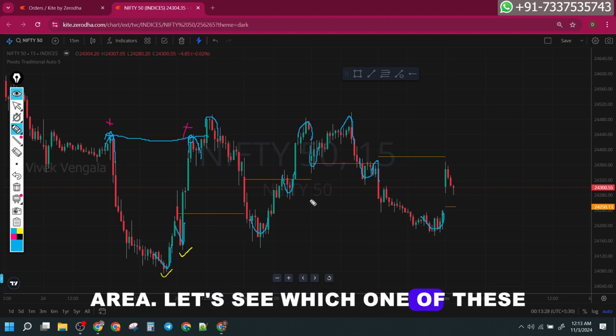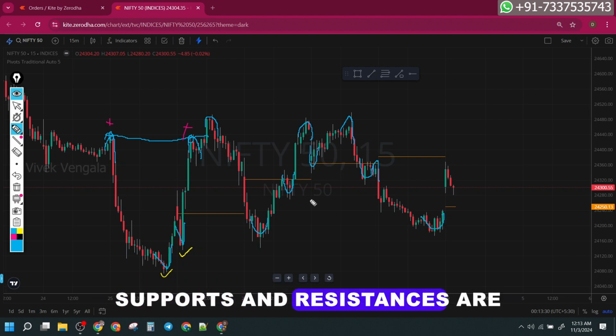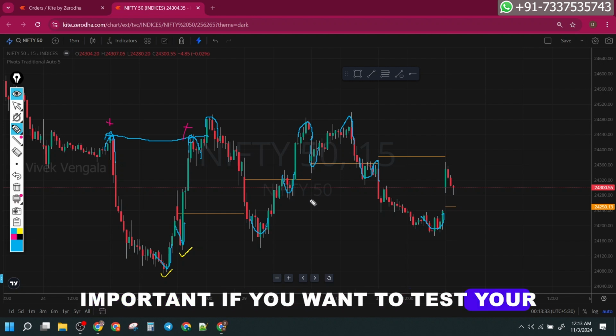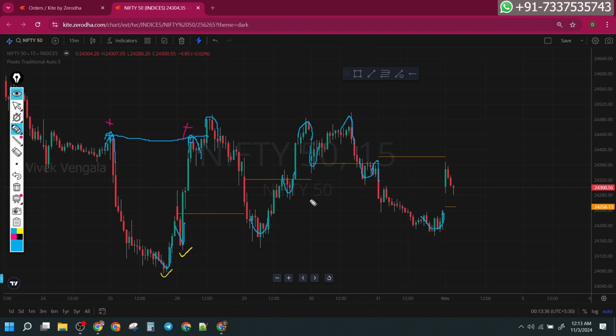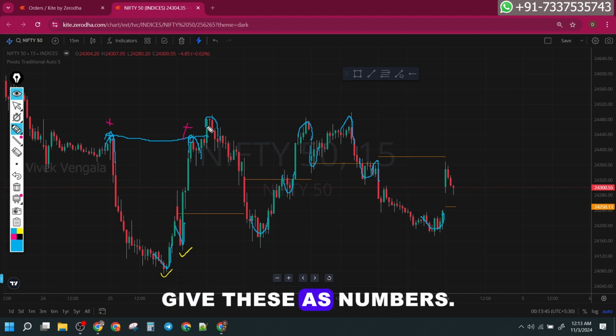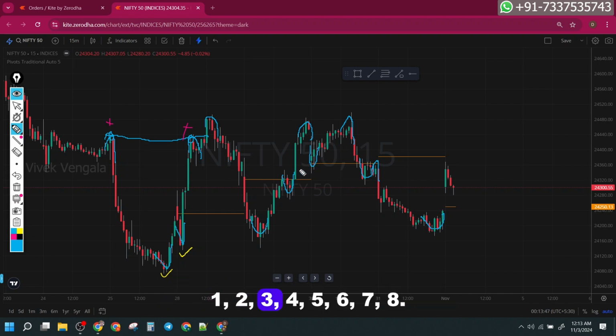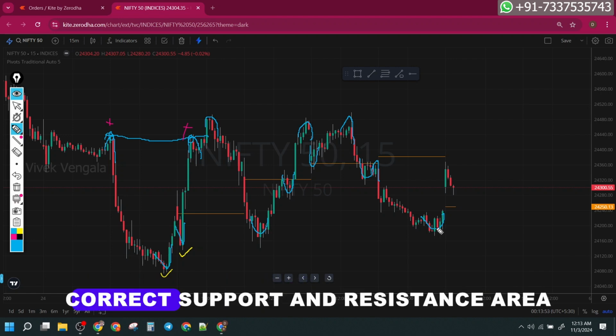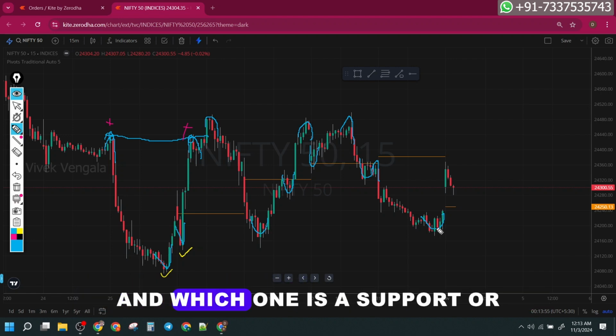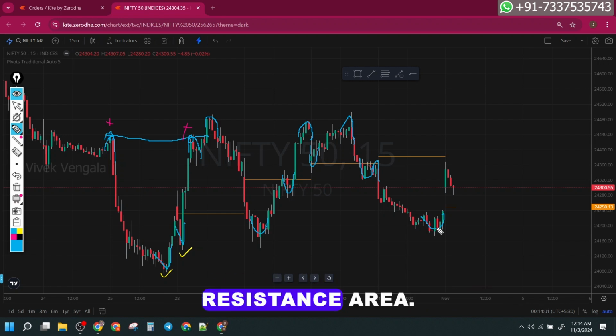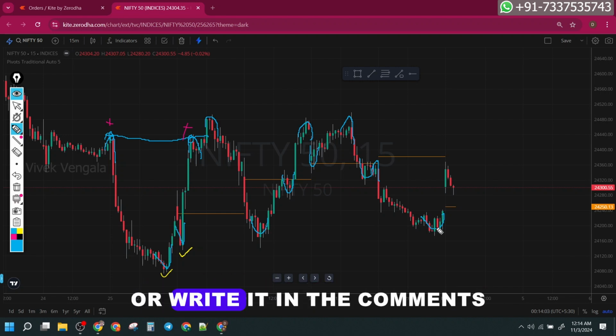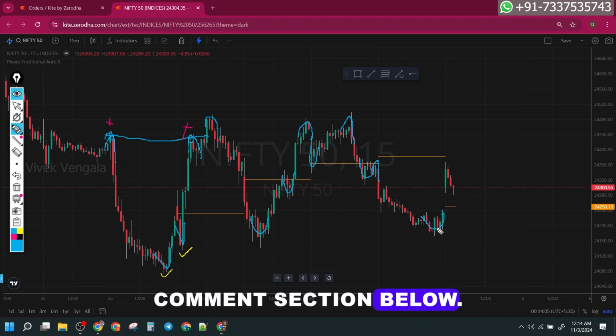Let's see which of these supports and resistances are important. If you want to test your knowledge, you can write it down on a paper. Give these numbers 1, 2, 3, 4, 5, 6, 7, 8. Out of these 8, which one is a correct support and resistance area, and which one is not? Note it down on a paper or write it in the comment section below.